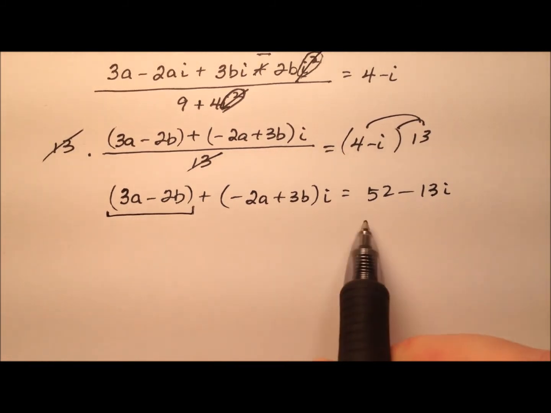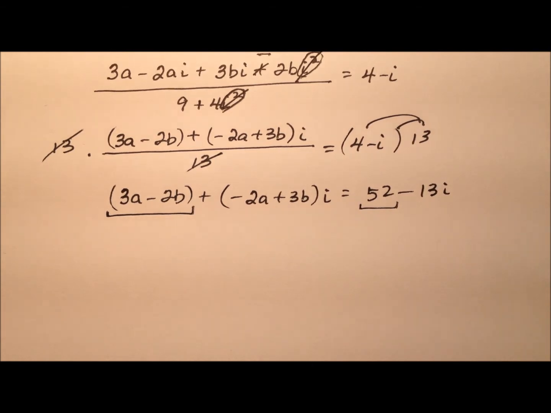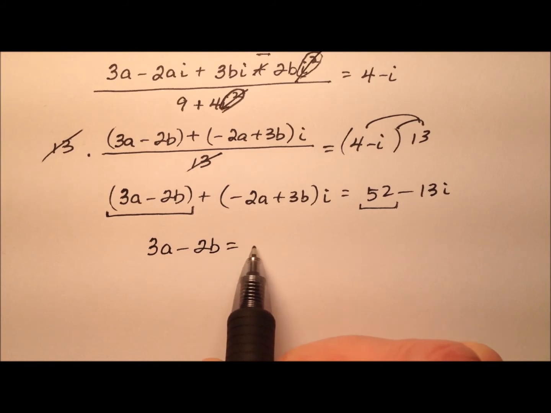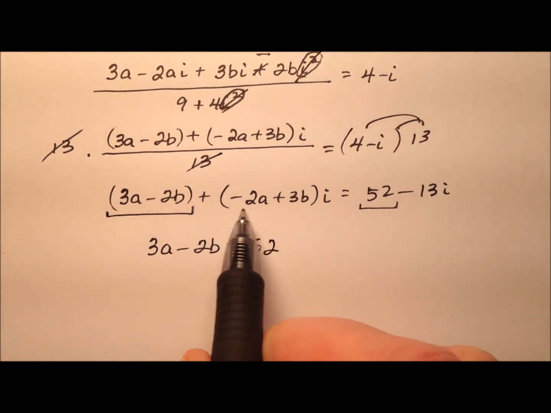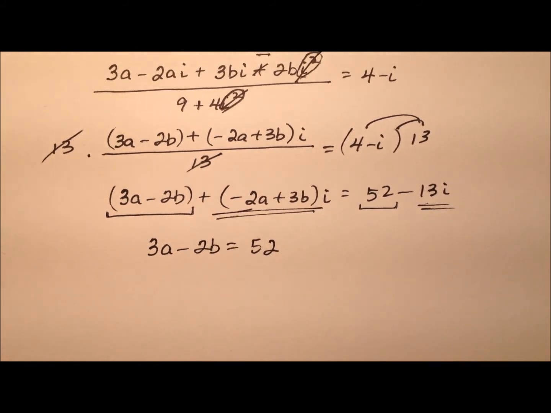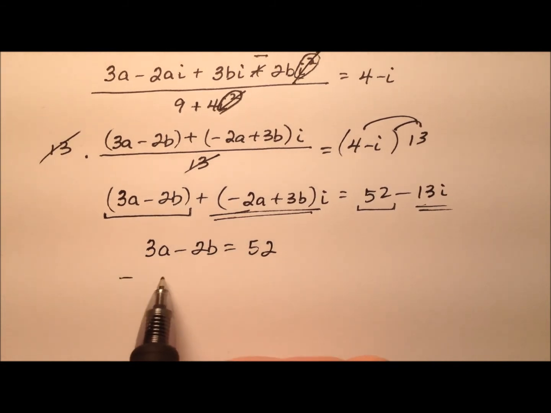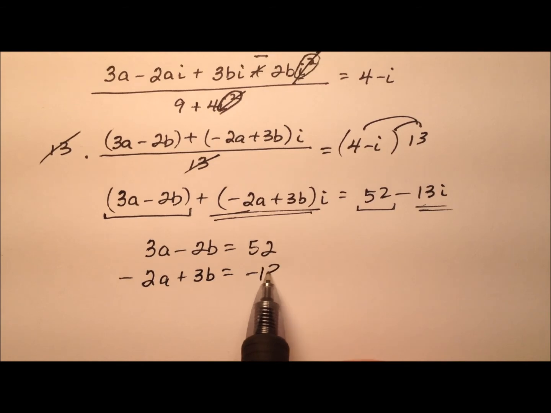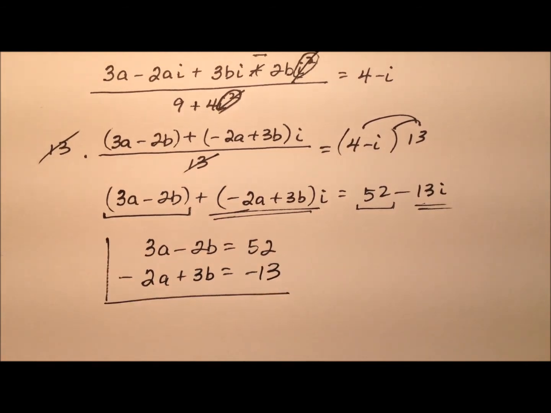So now I have my real parts, which I can set equal to each other. So 3a minus 2b equals 52. And then I have my imaginary parts, which I can set equal to each other. So negative 2a plus 3b equals negative 13. And it looks like what I have here is just a nice system of equations, which I could solve using elimination. So let's go ahead and do that.